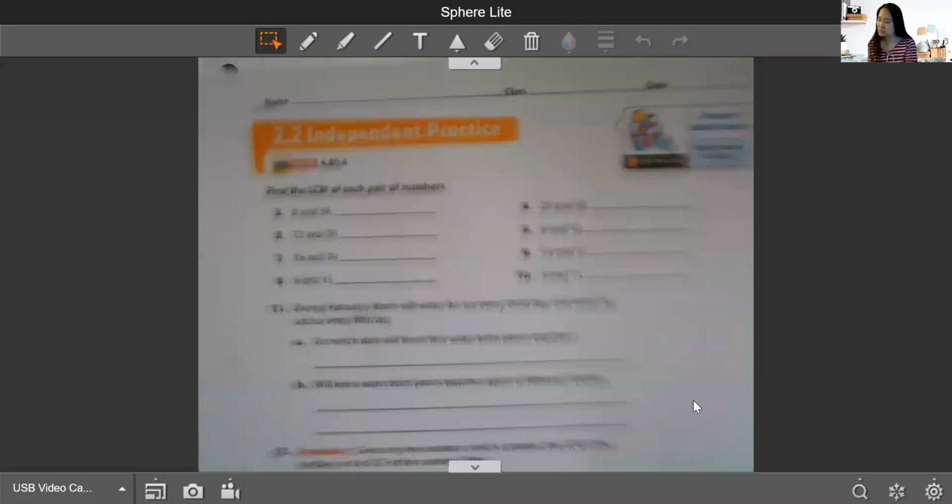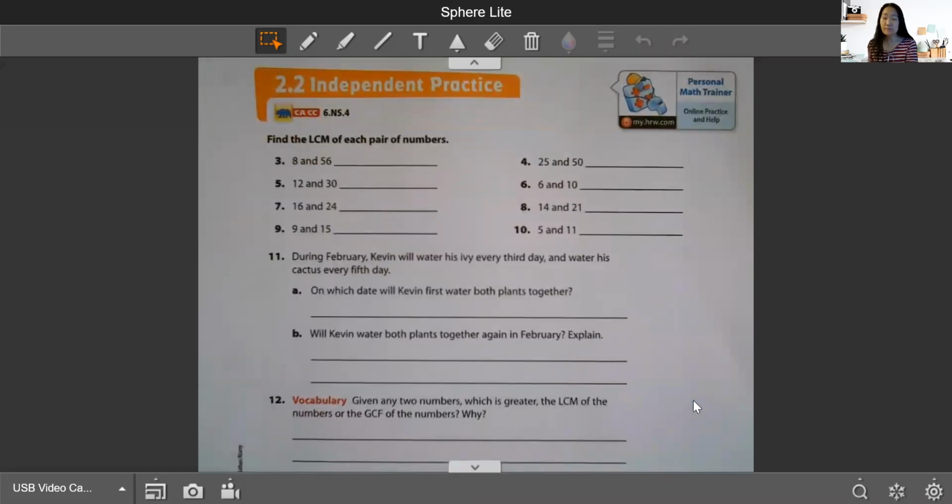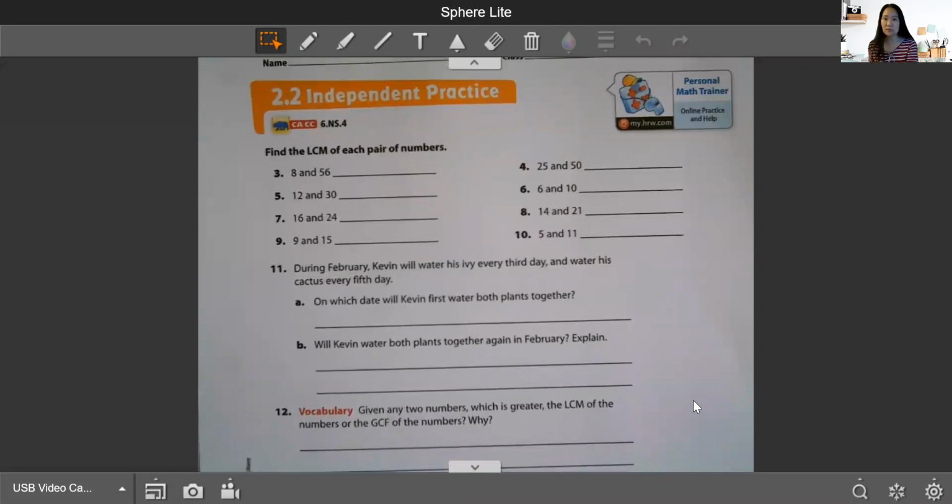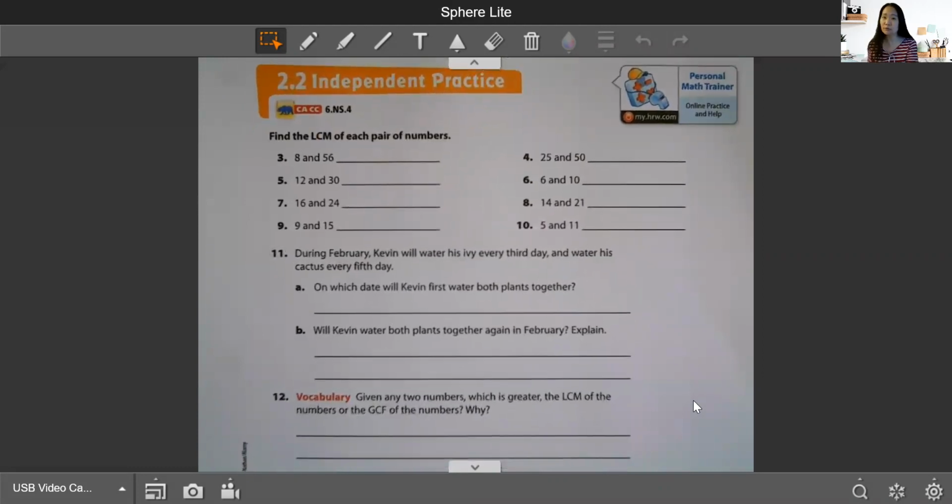So even though the homework is a Google form, what I did was I actually just printed out the page. This is your textbook page that we passed out to you, or you can also access it on Go Math Online.